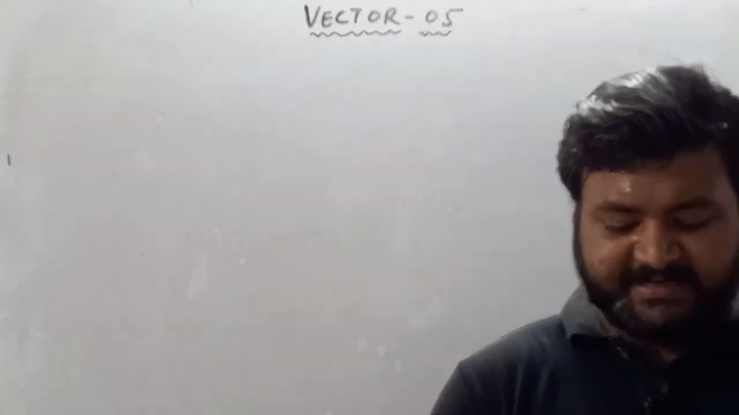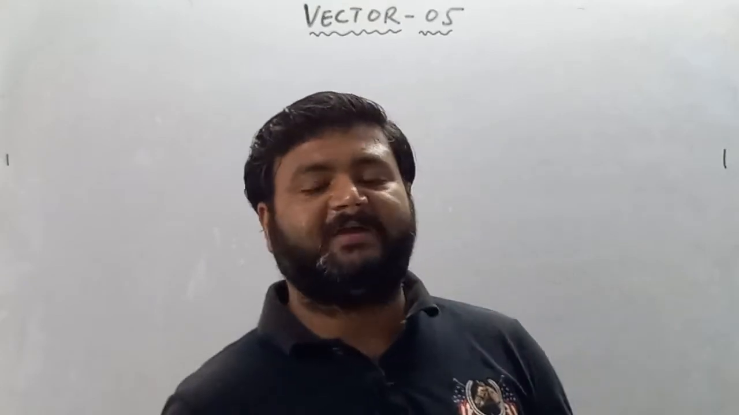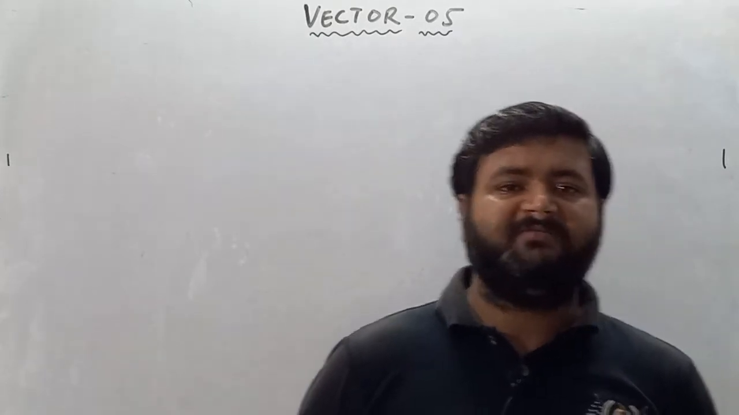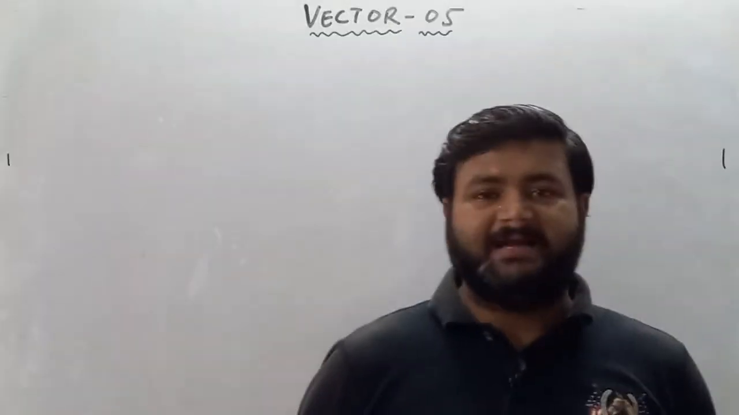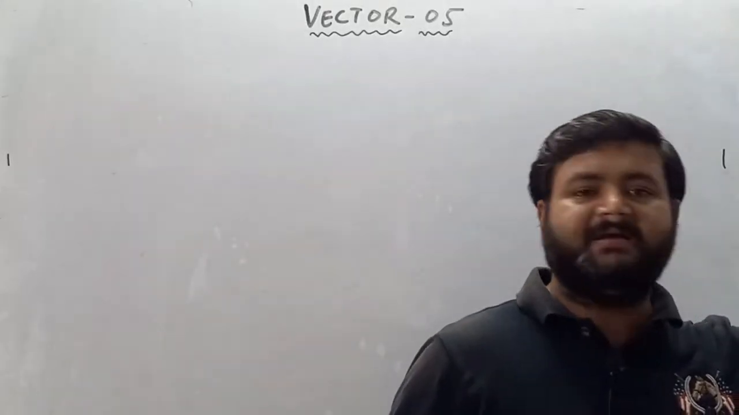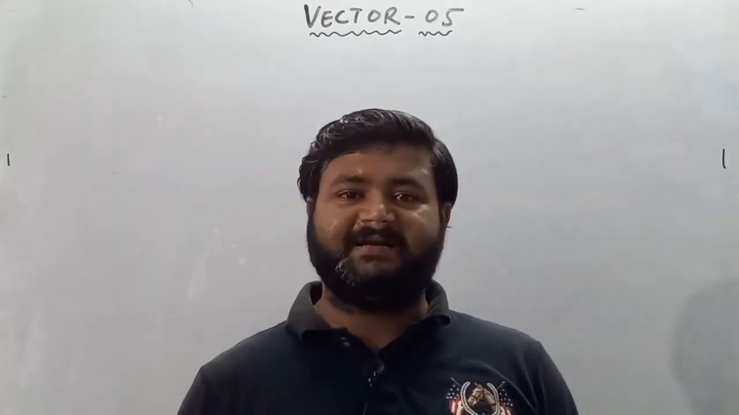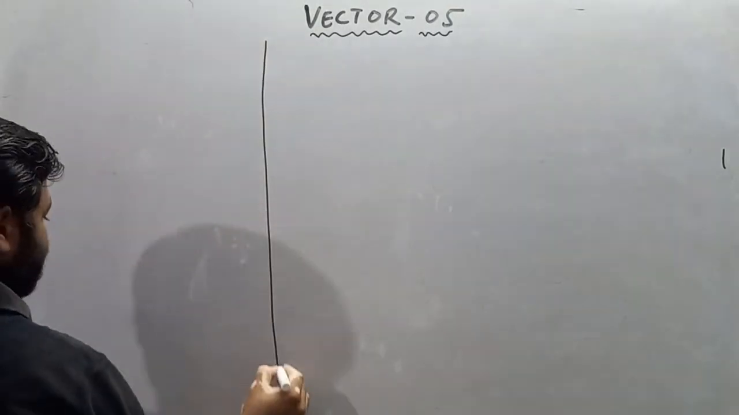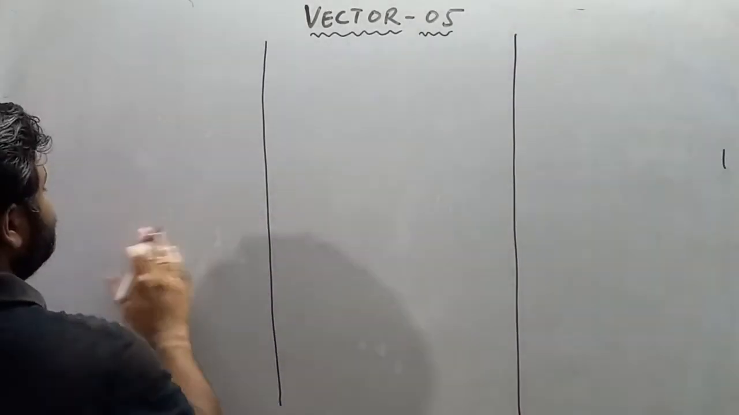In last lecture we studied about vector addition, in which we already discussed the triangle law of vector addition. Then we will discuss the parallelogram law of vector addition through the graphical method, and we already discussed the triangle law of vector addition through the analytical method. Now we will discuss the parallelogram law of vector addition through the analytical method. So write down: parallelogram law of vector addition through analytical method.